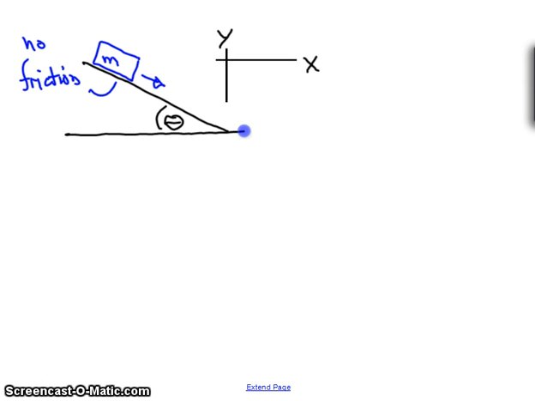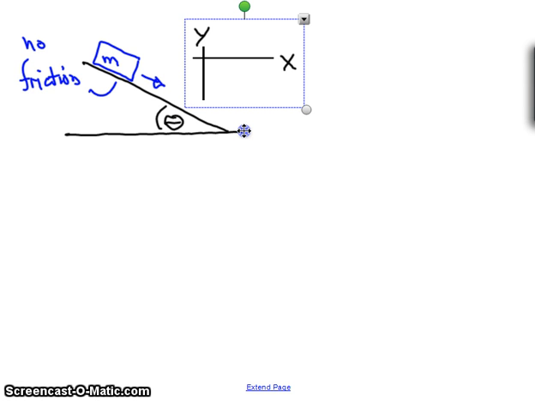If we look at our coordinate system, which way is the object accelerating? It's accelerating in the negative y direction and in the positive x direction. The problem there is that now I've got to calculate components of the acceleration in the x direction and in the y direction. So what do?